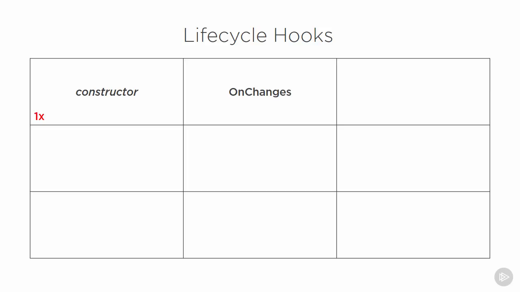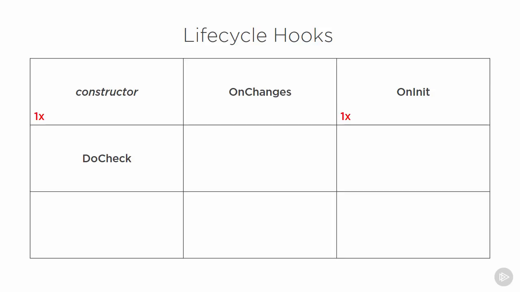Next up is onChanges. OnChanges fires once when an instance of the object is created, just after Angular sets data-bound input properties on the component or the directive, and then again whenever a bound input property changes. Next is onInit. This one fires only once, and it happens after the first onChanges. You've likely seen and used this one before.